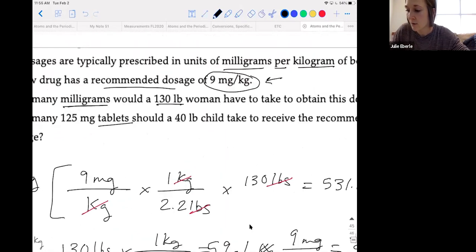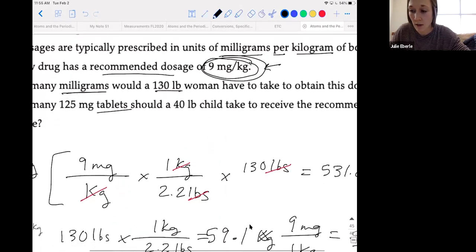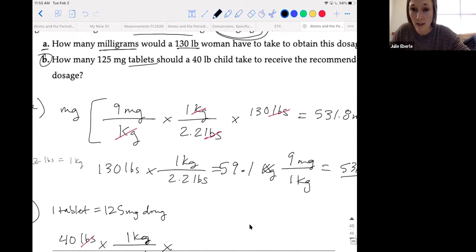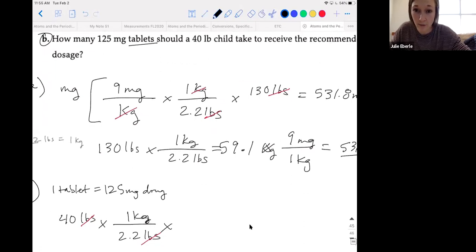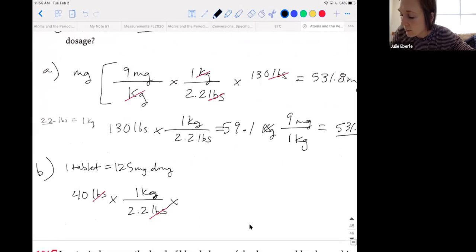So remember, here's the recommended dosage. That's what the child is gonna take, hopefully that dosage. We don't wanna give him too much, or her, whatever the kid is, or too little. So we're gonna plug in that dosage and convert kilograms to milligrams using the relationship of the dosage, which says for every 1 kg, that child should take 9 milligrams. And we definitely want the child to abide by that.